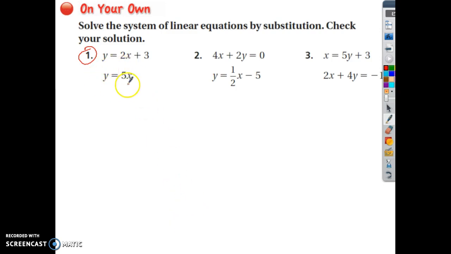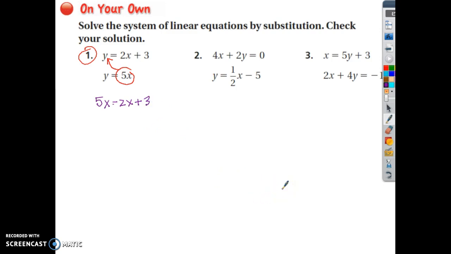So what I want to do now is say, well, I know y equals 5x, so I'm going to take this value of 5x and replace it where I see a y in the other equation. So I'm just going to take this 5x and put it in for y above. So now I have 5x is equal to 2x plus 3. And this is something that we can solve.